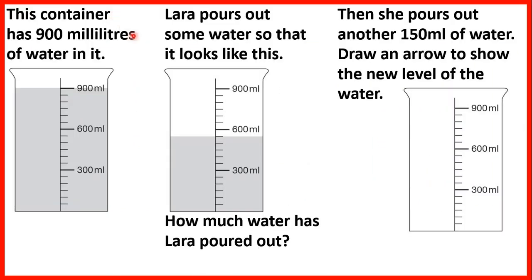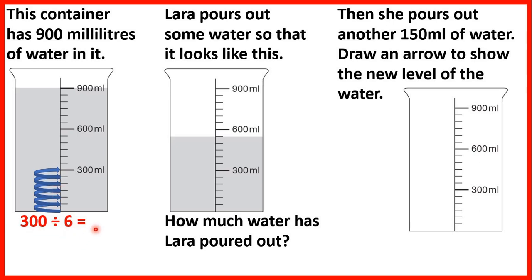This container has 900 millilitres of water in it. Lara pours out some water so that it looks like this. How much water has Lara poured out? Well, first of all, we need to find out what each of these little lines represent. So, to get from 0 to 300, we have 1, 2, 3, 4, 5, 6 lines. So if we work out 300 divided by 6, that will tell us what each line represents.